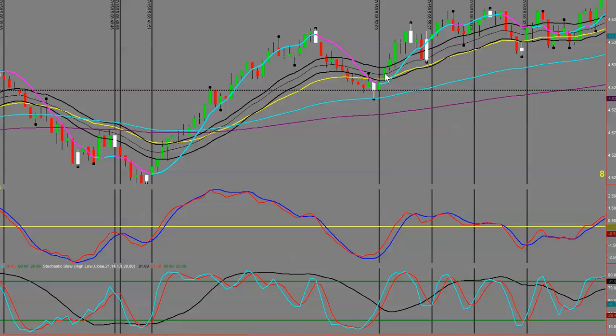We also closed above the 34 and my zero lag is turned. So these are great trades to take. It's also what I call wave one. It's the first major trade, a major pullback we've had in this trend.